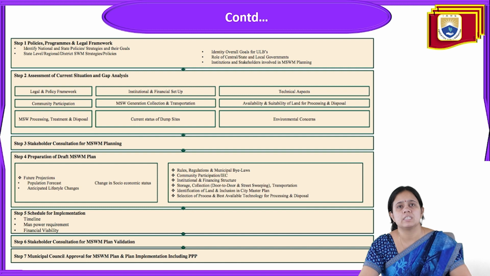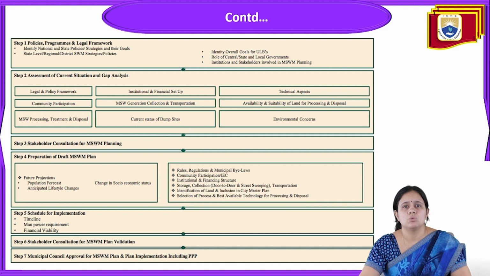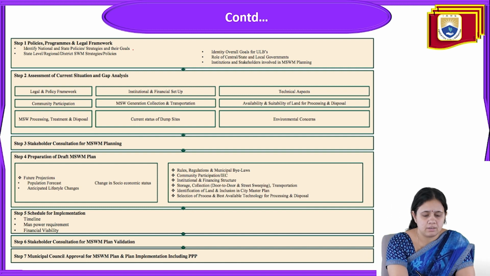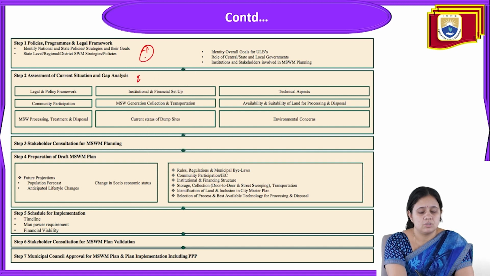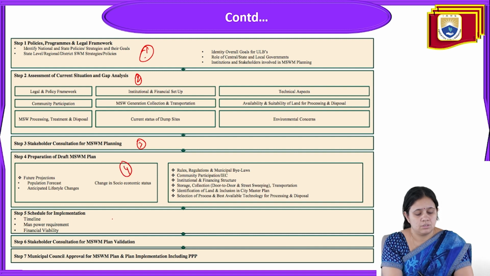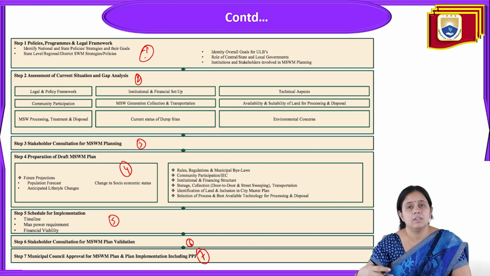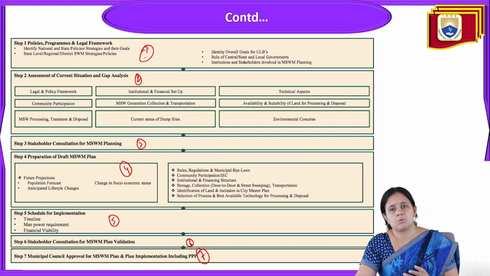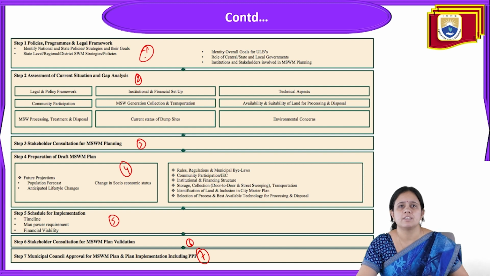Next, you can see these are the steps: step 1, 2, 3, 4, 5, 6 and 7. All will be involved in these 7 approaches. So these are the important 7 approaches for municipal solid waste management.